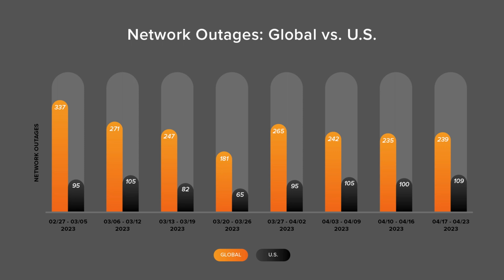This pattern was reflected in the US as outages dipped slightly, dropping from 105 to 100, which is a 5% decrease compared to April 3rd to 9th. And again, followed by a very small rise where we went from 100 to 109, which is a 4% increase.